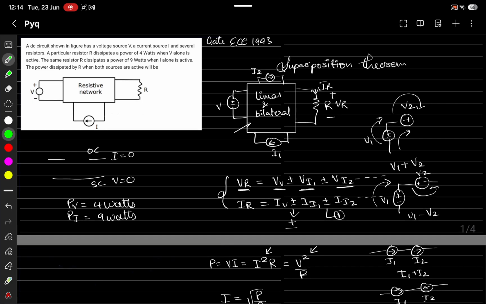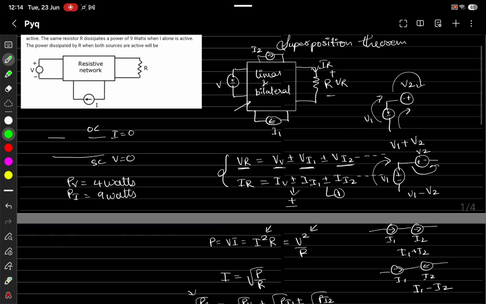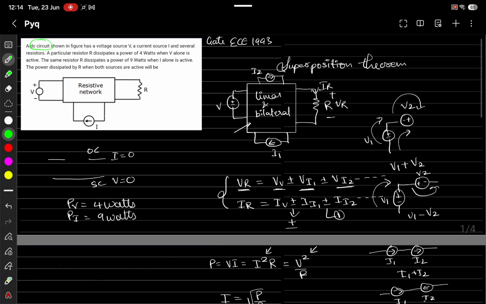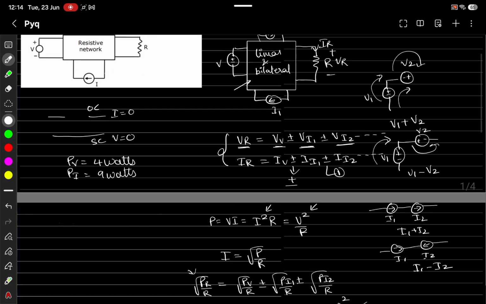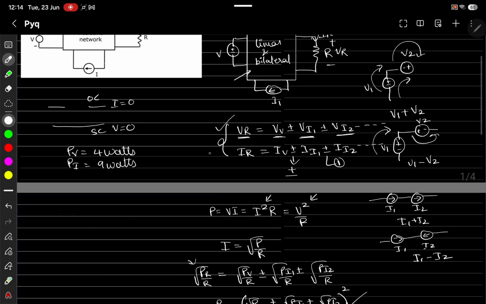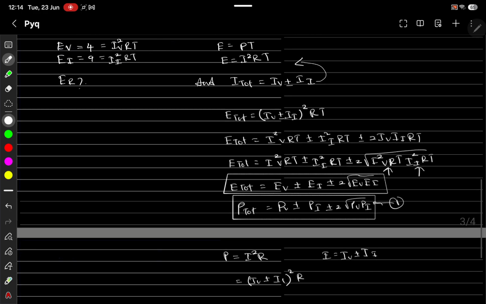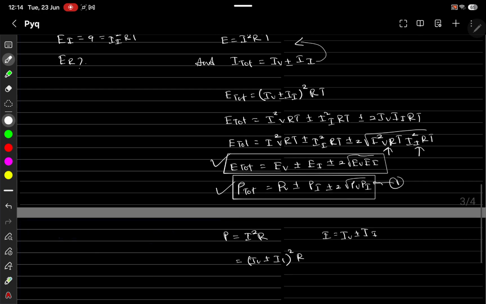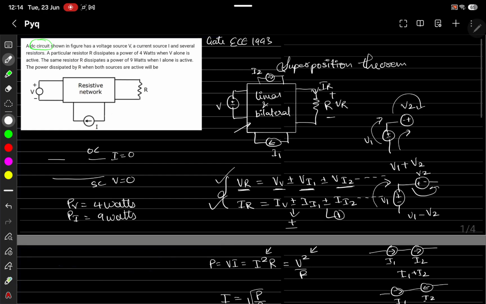Another important thing I want to mention is you only follow this method for DC circuits, not for AC circuits. There is a different method to solve AC circuits, we will see later. Now using this superposition theorem, we are able to tell what is voltage, current, energy and power. This is all you need to know about superposition theorem.